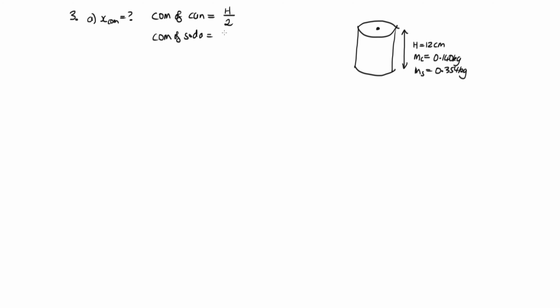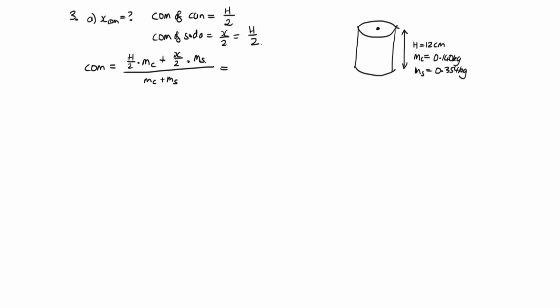So the center of mass of the soda will be, well, the height of the soda divided by 2, but initially this will just be H over 2. And so the center of mass of everything is going to be equal to H over 2. So this is the center of mass of the can times the mass of the can plus the center of mass of the soda, which will be X over 2 times the mass of the soda, over the total mass, which is the mass of the can plus the mass of the soda.